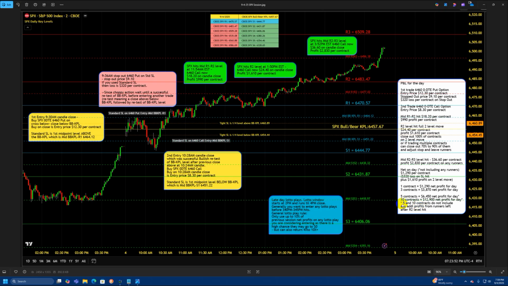And of course, this asterisk here just simply means that these 5 and 10 contract figures do not include any additional profits from runners left after the R2 level hit. So these figures here are just from closing out all the contracts at that R2 level move.